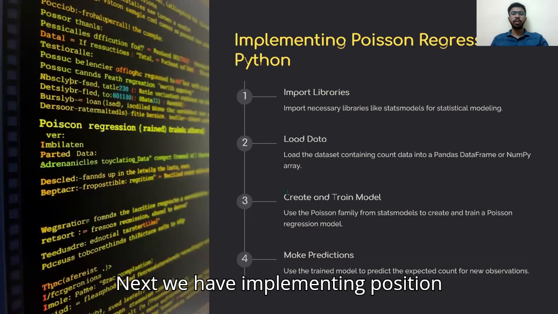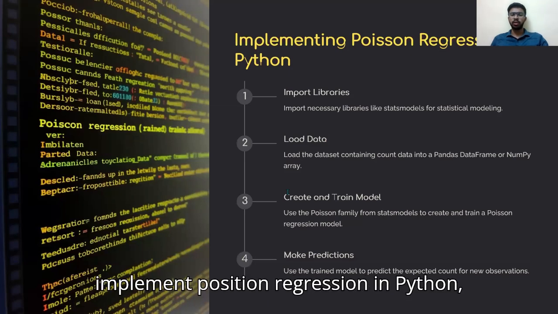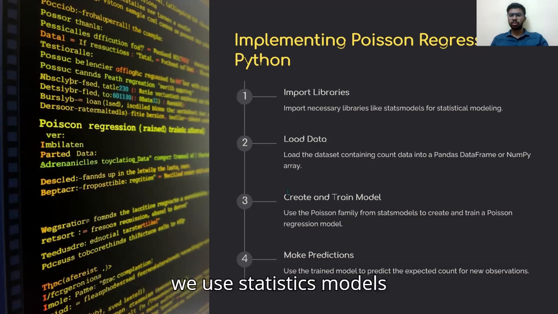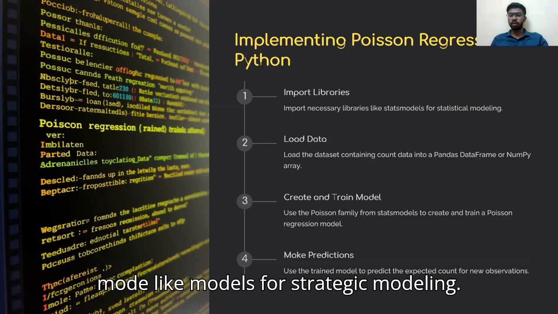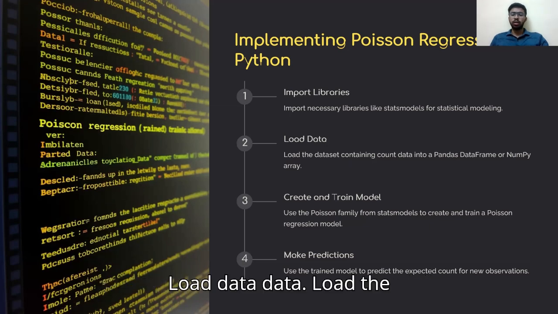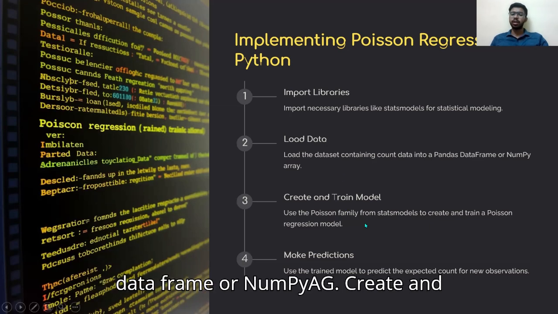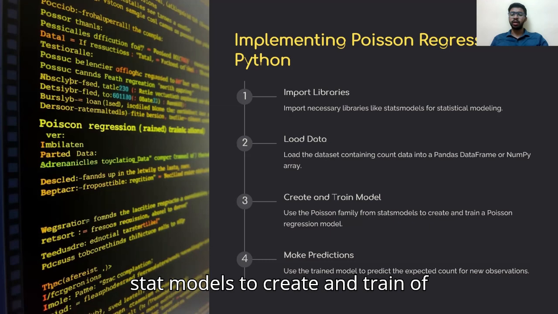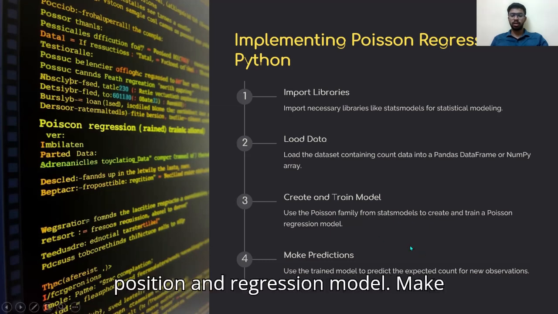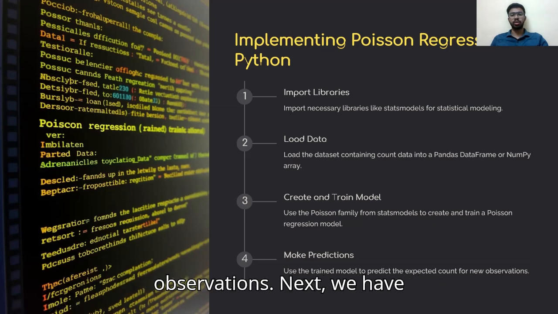Next, we have implementing Poisson regression in Python. To implement Poisson regression in Python, we use the statsmodels library. Import libraries: import necessary libraries like statsmodels for statistical modeling. Load data: load the dataset containing count data into a Pandas DataFrame or NumPy array. Create and train model: use the Poisson family from statsmodels to create and train a Poisson regression model. Make predictions: use the trained model to predict the expected count of new observations.